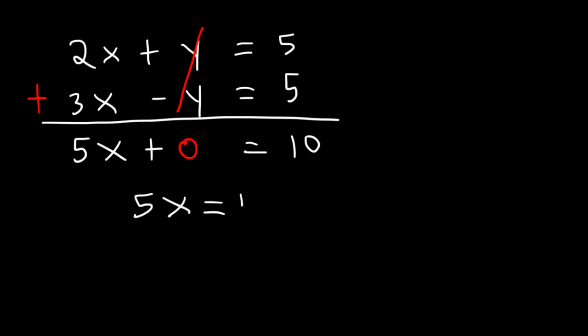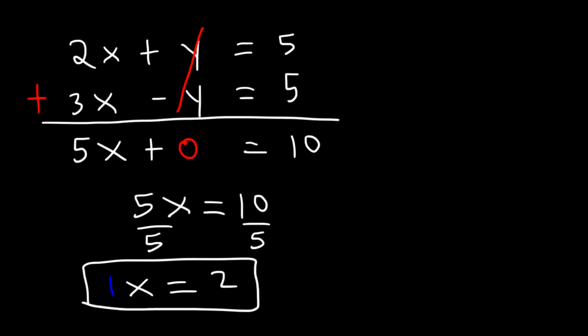So now we can find the value of x. What we need to do is divide both sides by 5. 5 divided by 5 is 1. 1x is the same as x. And 10 divided by 5 is 2. So x is equal to 2.